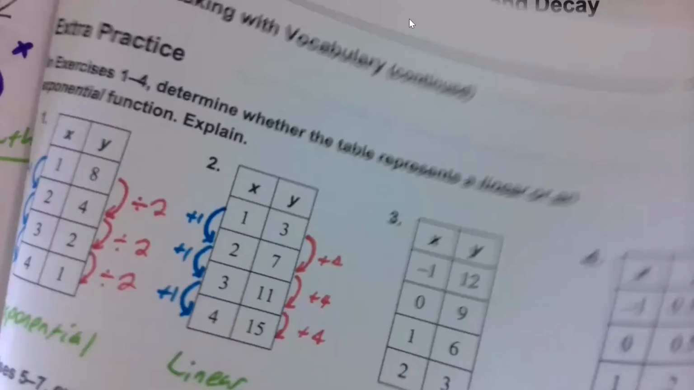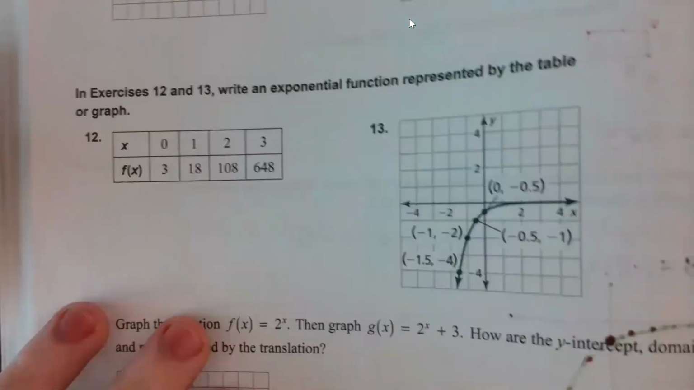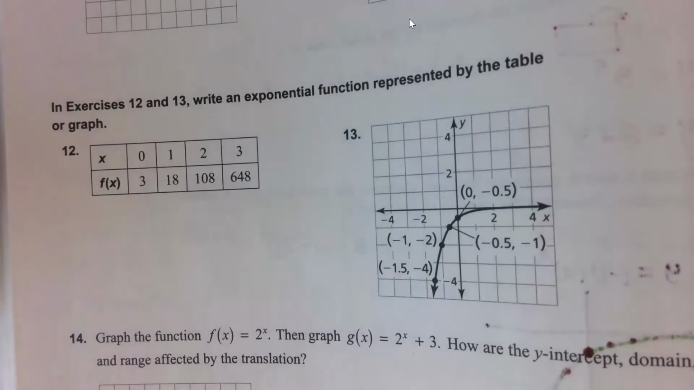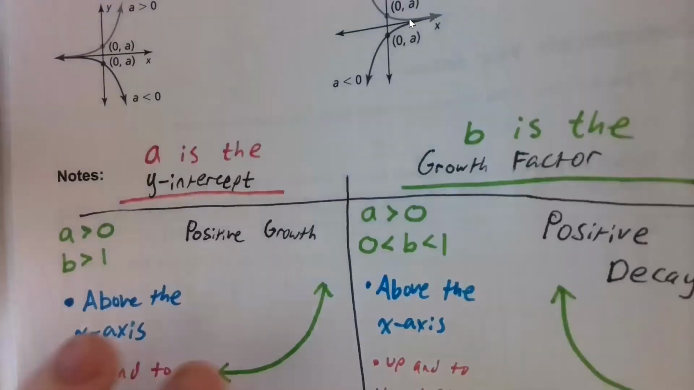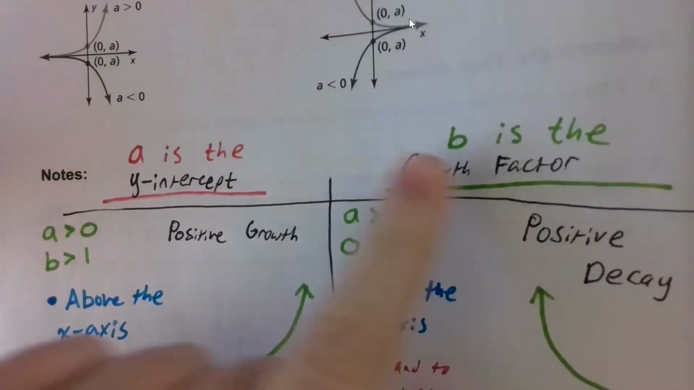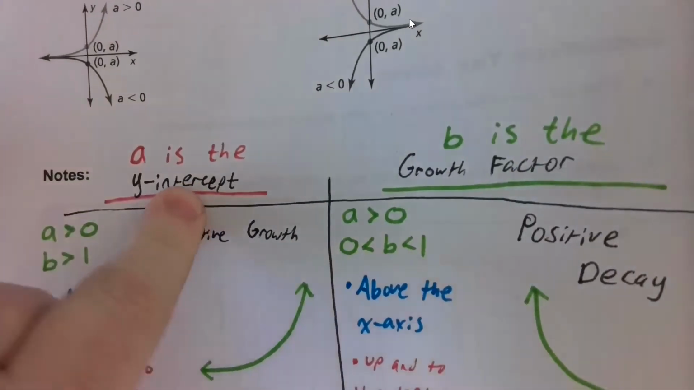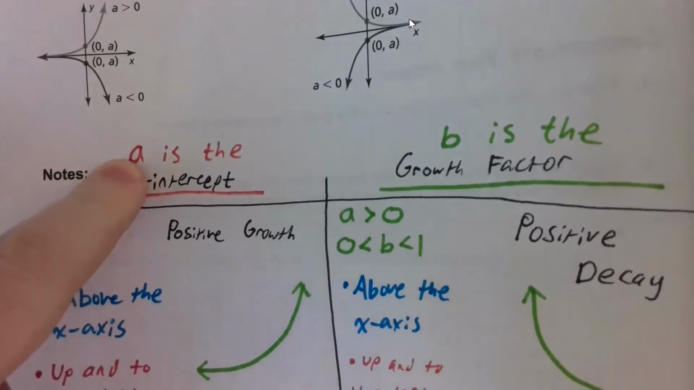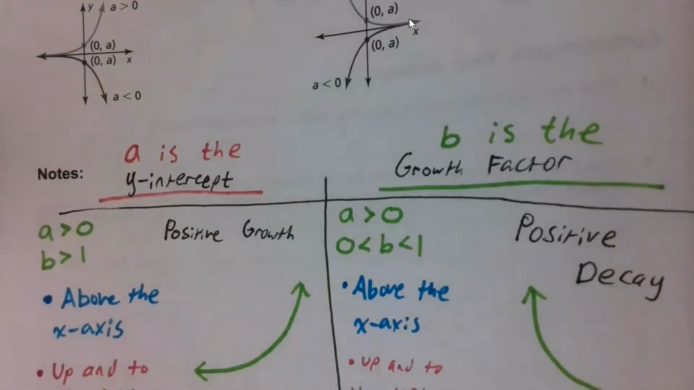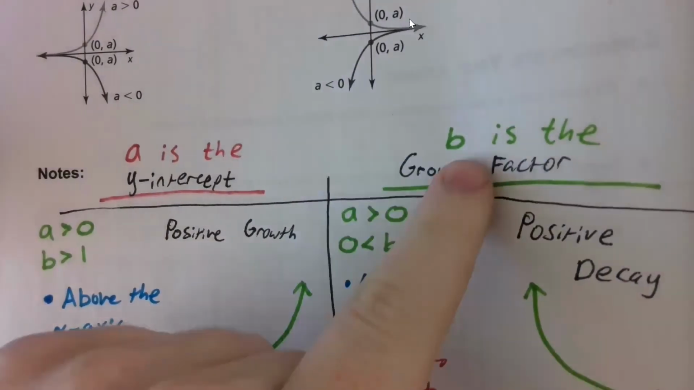The last problem type we're going to see is on page 182. You'll be given a graph or a table and be expected to make a function out of it. This is tough, but we have to remember what A and B are. Whatever our y-intercept is, that'll be what we put for our letter A. And however much we're growing or shrinking by every time is what we'll put for B.